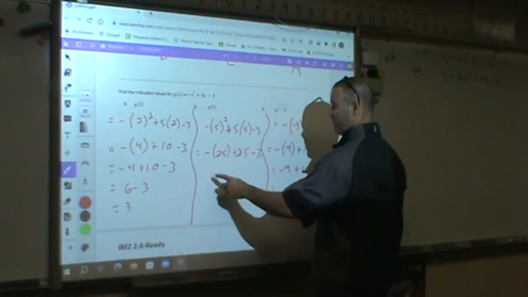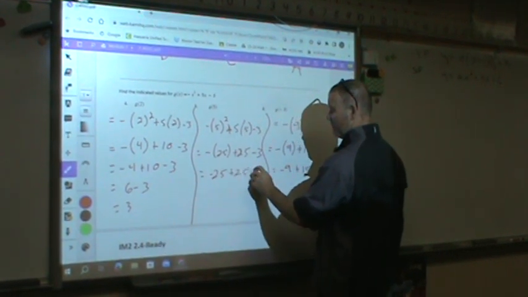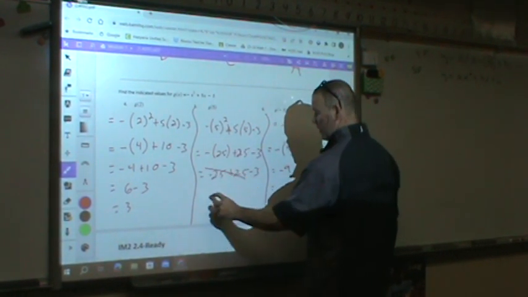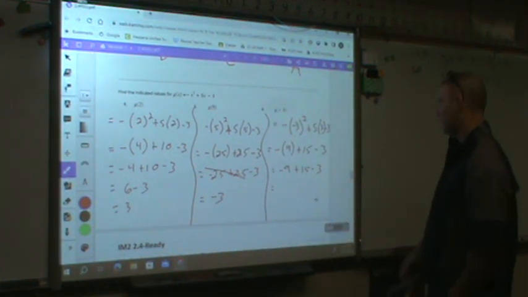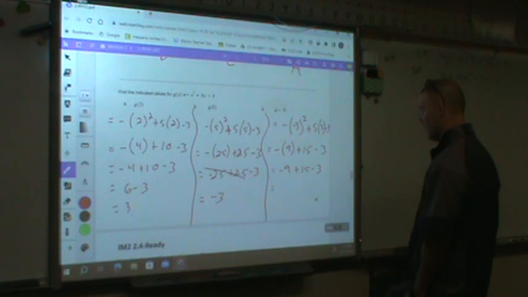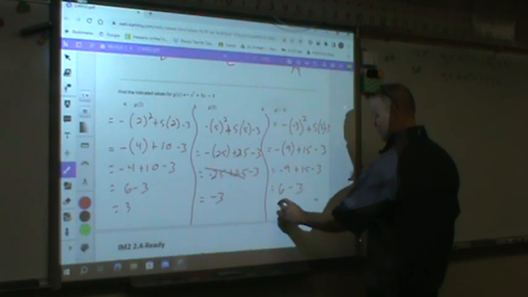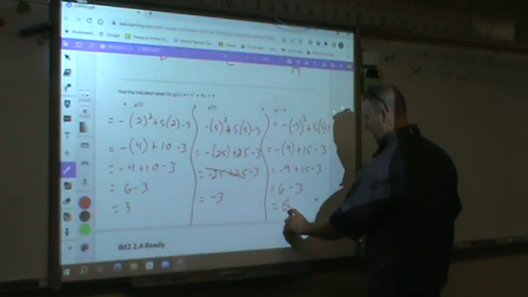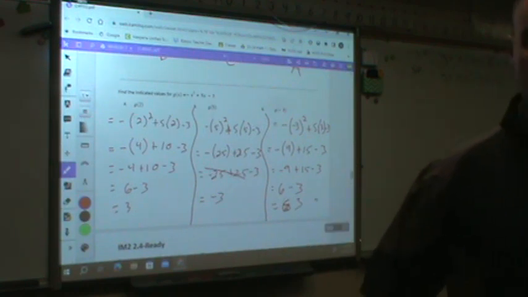And then you get negative 25 plus 25 minus 3, which we know these two cancel out, so you get negative 3. And then the last one, 15 minus 9. 15 minus 10 would be 5, so that's 6 minus 3, which gives you positive 3. So there you go. Hope that helps you.